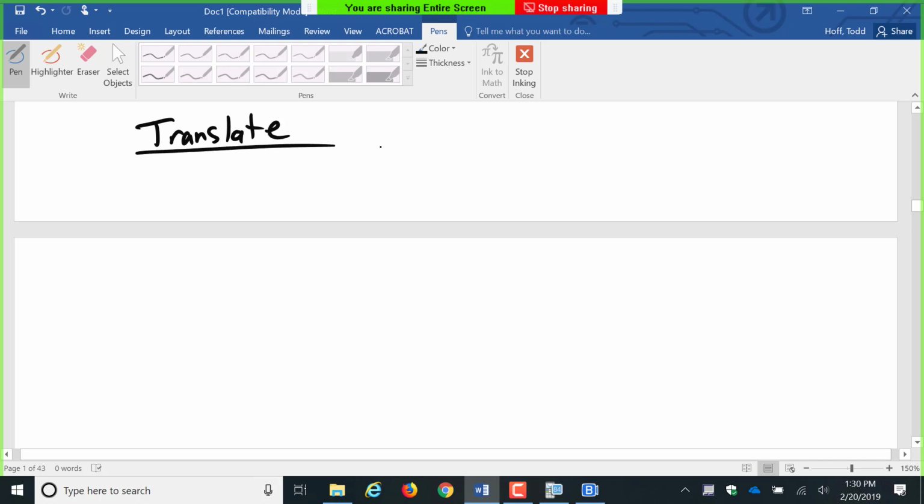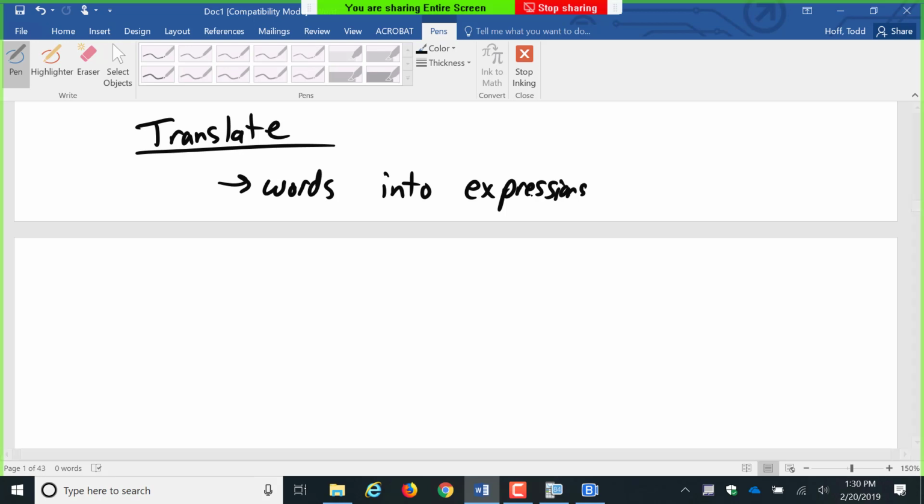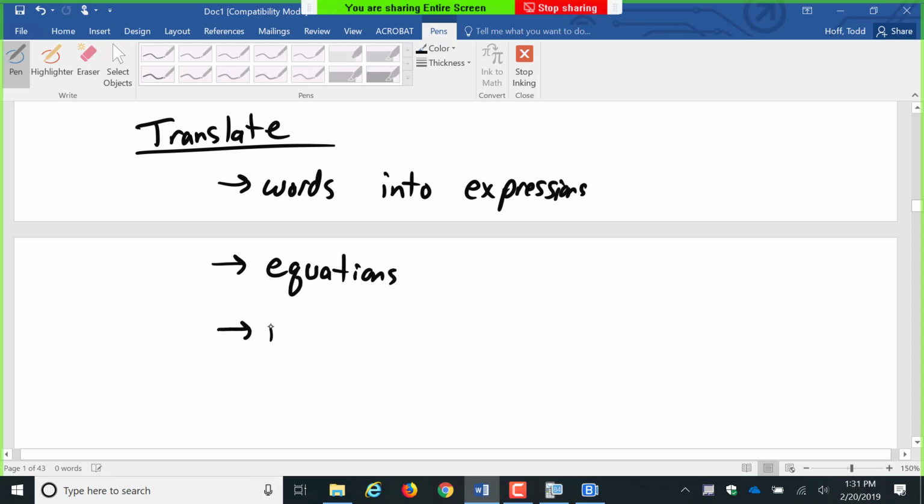We need to be able to translate words into expressions. This was things like, 3 times the sum of a number and 6, or 7 less than 5 times a number is 22. So you need to know which ones are equations and which ones are just expressions. And you need to know which ones are inequalities.